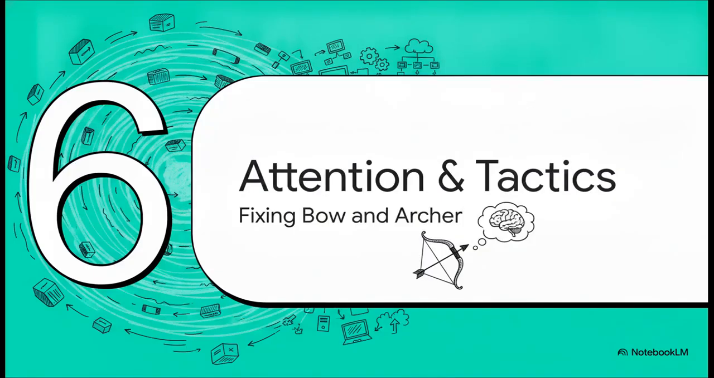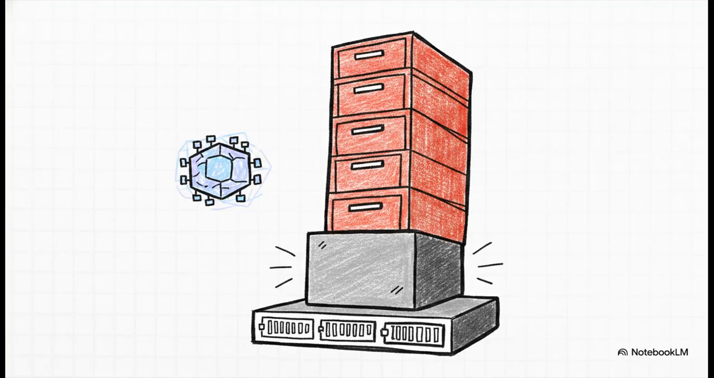Finally, Part 6, Attention and Service Tactics, or Fixing the Bow and Archer. We really have to talk about the massive memory drain of the attention mechanism and the service-level tactics that actually tie all of this together in the real world. The attention mechanism in transformer models requires something called a KV cache. This stores key-value pairs, so the model doesn't have to repeat redundant computations. But the memory requirement for this cache is, well, it's staggering.